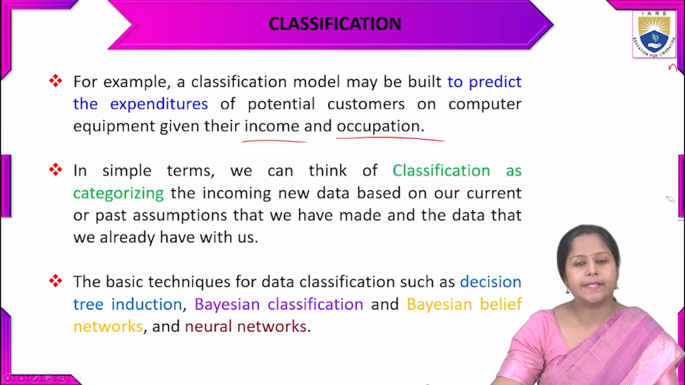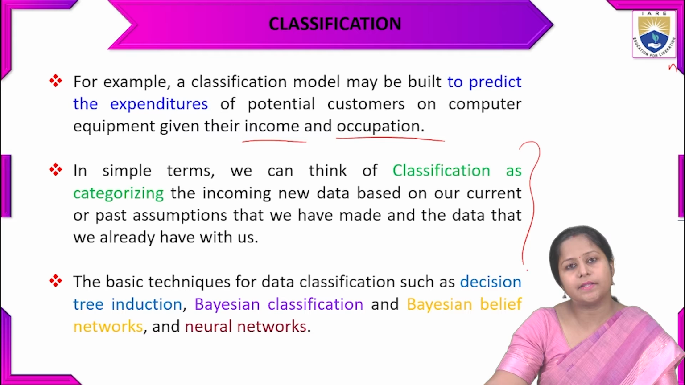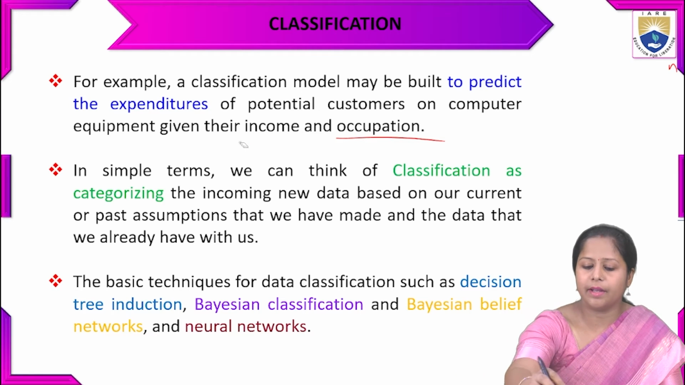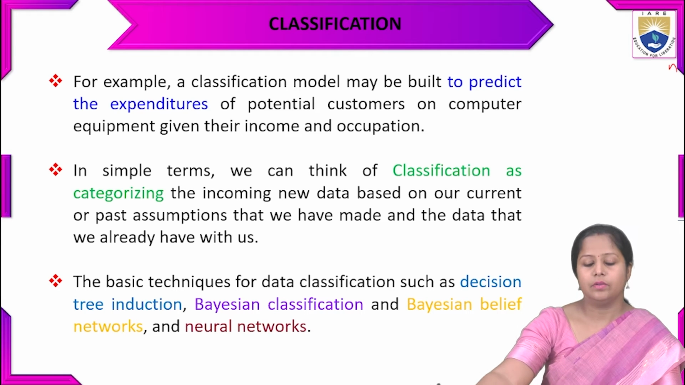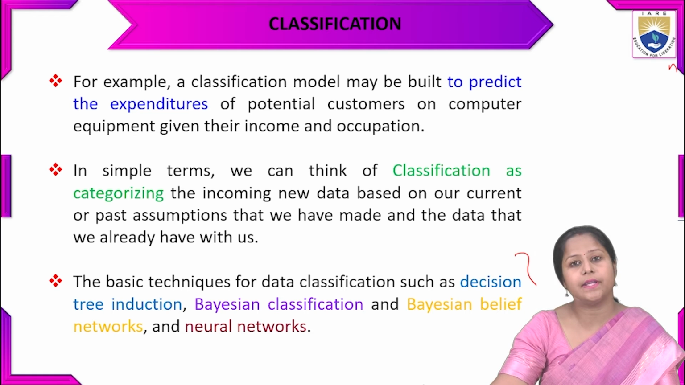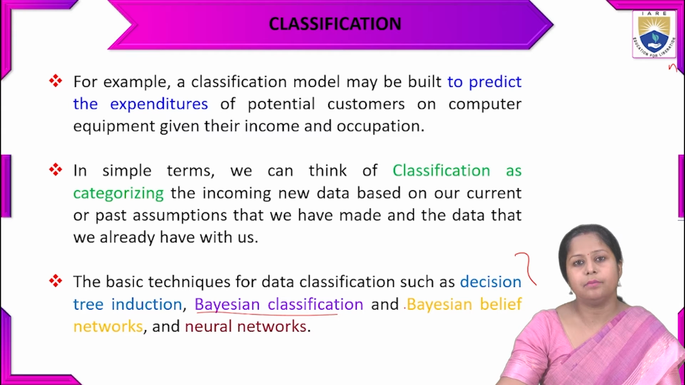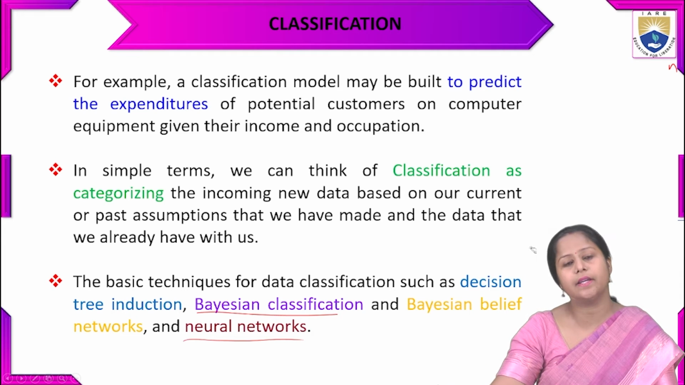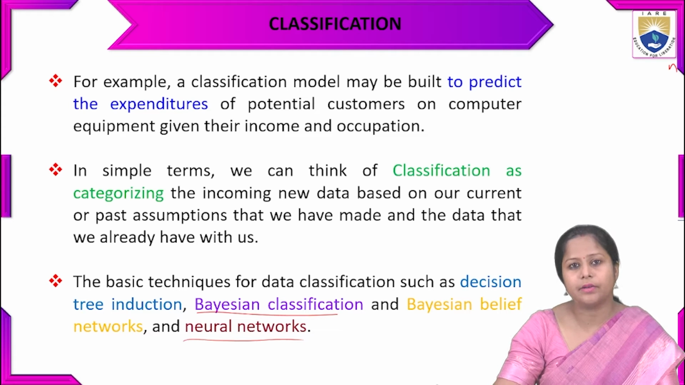In simple words, we can think of classification as categorizing. Classification is categorizing incoming new data based on our current as well as future data, which we have already stored in the database and already know about. The basic techniques for data classification are the decision tree, Bayesian classification, Bayesian belief networks, and neural networks. These are a few classifiers, or techniques, to do classification.